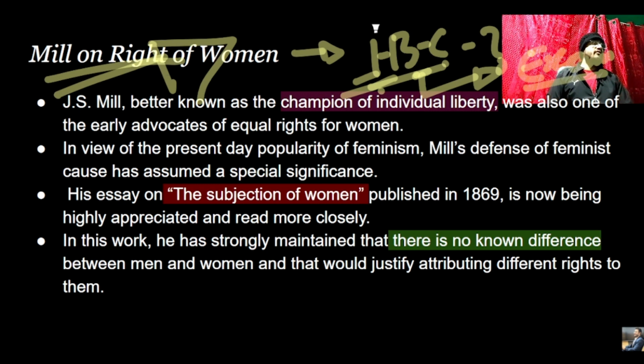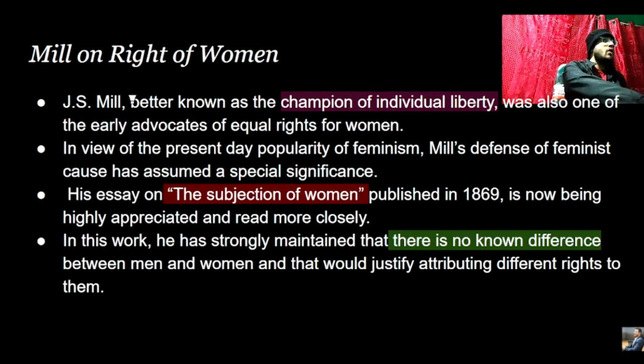So now see, if we are starting with Mill on rights of women, we will basically talk in this slide about the introduction, right, from where this particular concept is coming out. So how will the introduction of Mill on rights of women sound? J.S. Mill, better known as the champion of individual liberty, as we all know, was one of the earliest advocates of equal rights for women, right?